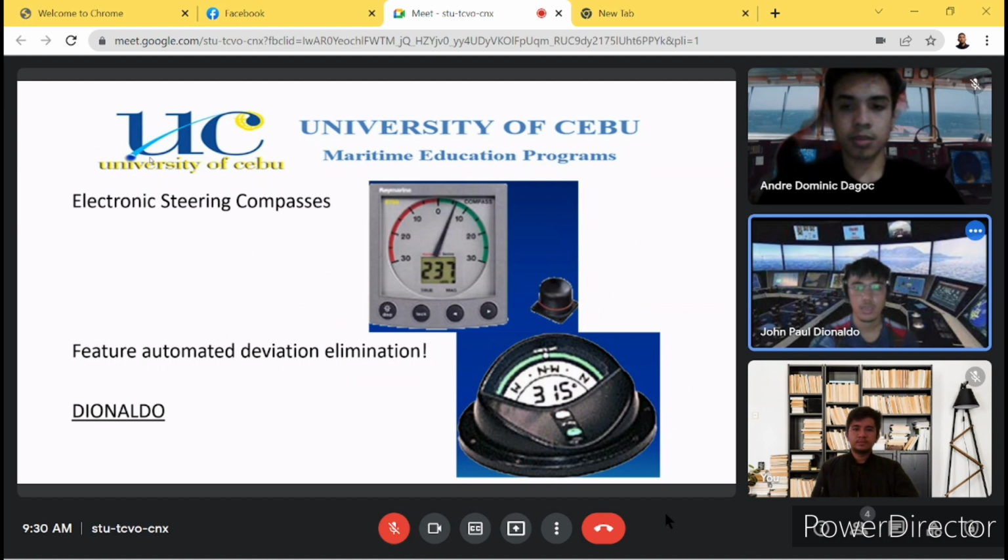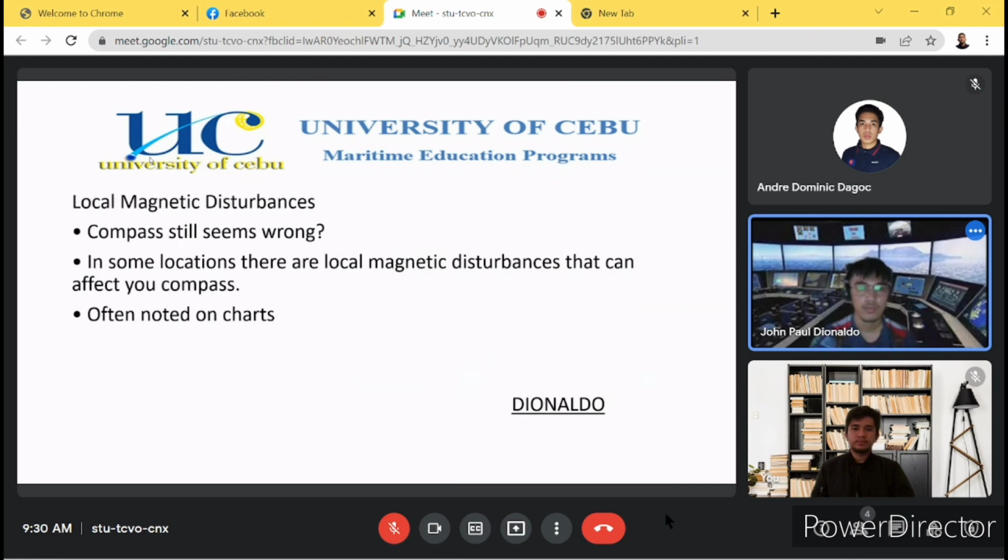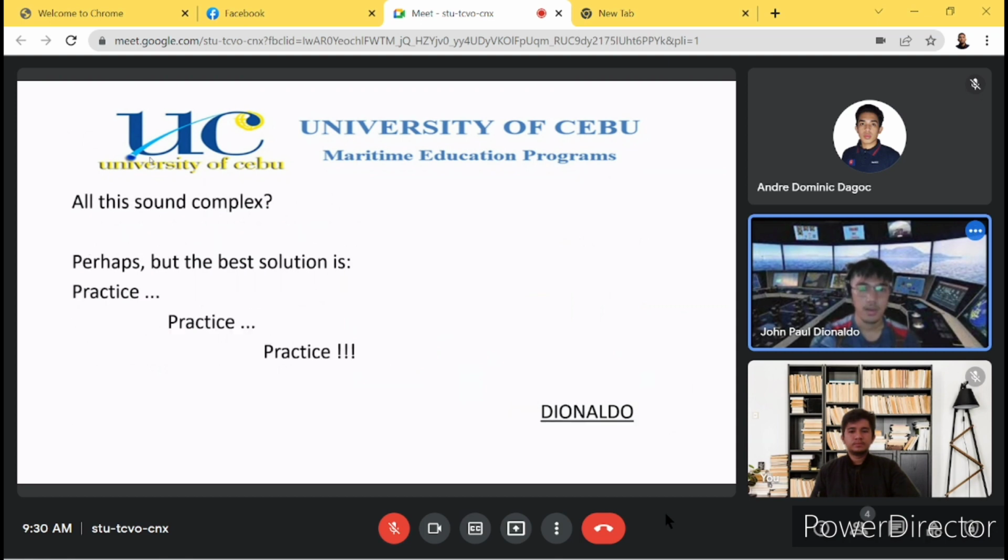We have here a photo of an electronic steering compass with a feature of automated deviation elimination. Next, we have local magnetic disturbances. Compass still seems wrong? In some locations, there are local magnetic disturbances that can affect your compass, often noted on charts. All this sounds complex, perhaps, but the best solution is practice, practice, practice.